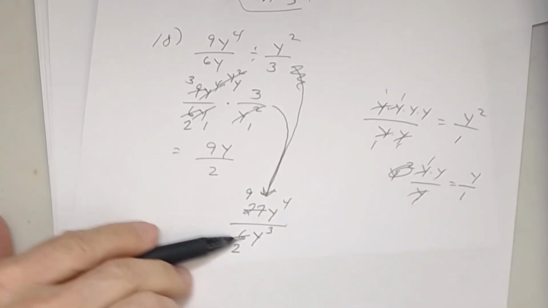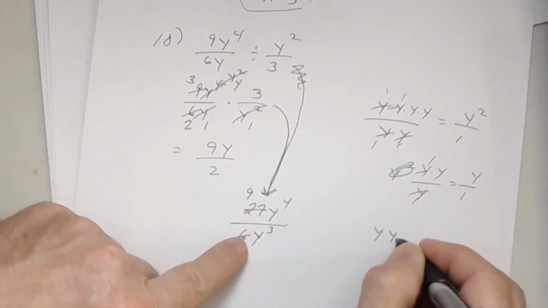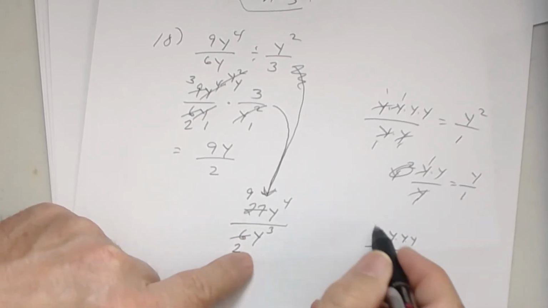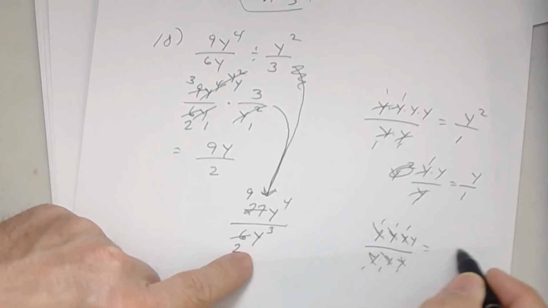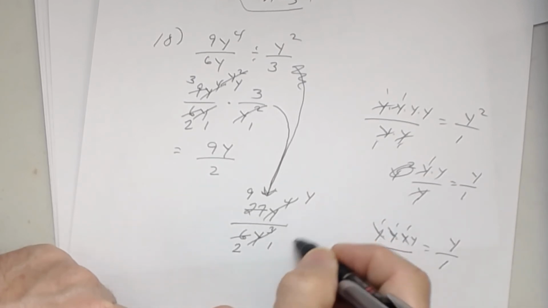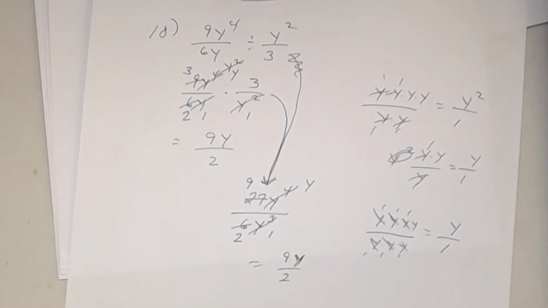See the 9 halves? How many factors of y do you have in the numerator? 4. How many factors of y do you have in the denominator? 3. Reduce. You have ones in their places. So it's the only thing left in the numerator. Denominator. So that becomes y. That becomes what? And now your answer is just 9y over 2. So it's easier sometimes just to multiply first and then reduce if all you have are monomials. Okay?